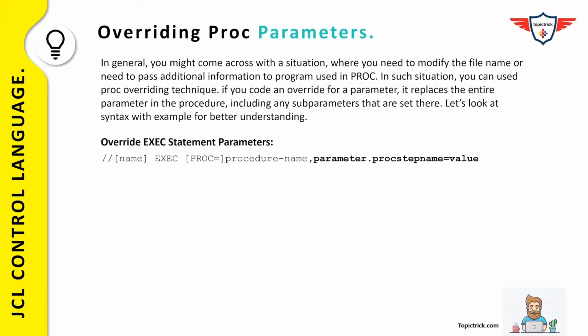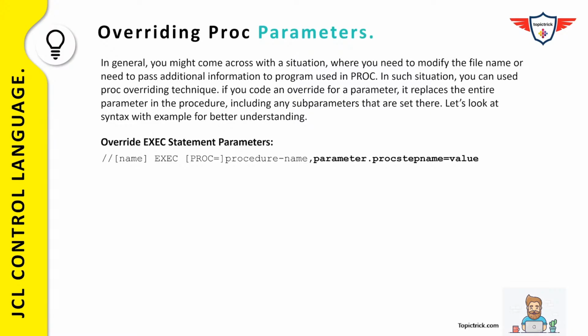And if you want to add a specific parameter to all the execute statements of a proc, then you have to specify the parameter name followed by its value. You're not required to specify the step name, because if you specify the step name, then that parameter will be added to that particular step of a proc.